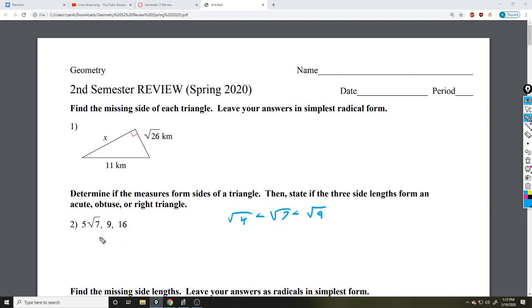So we have 5 times something between 2 and 3. Well, 5 times 2 is 10, and 5 times 3 is 15. So 5 square root of 7 has to be between 10 and 15. Well, that's less than 16, so 16 is my longest side. And what we're going to do, just so that we remember, I'll keep this as C.